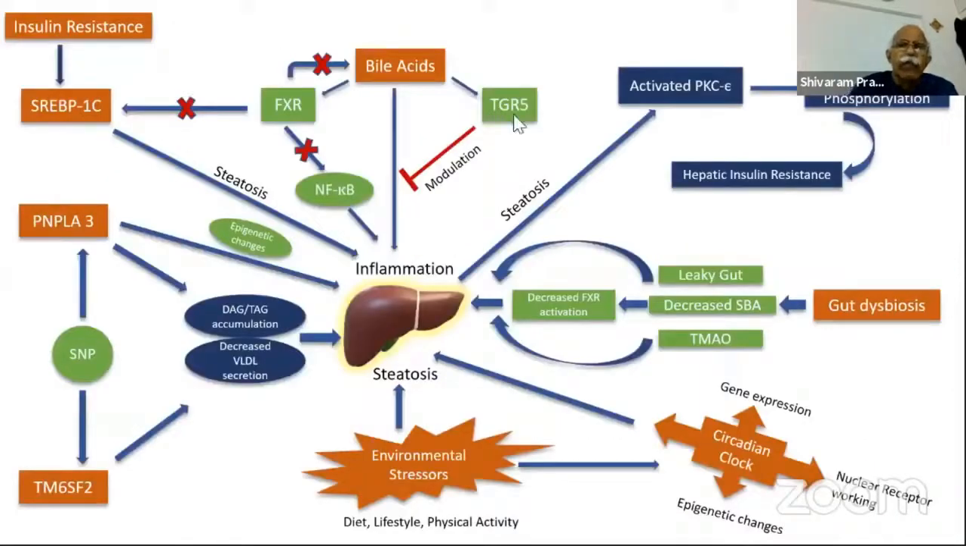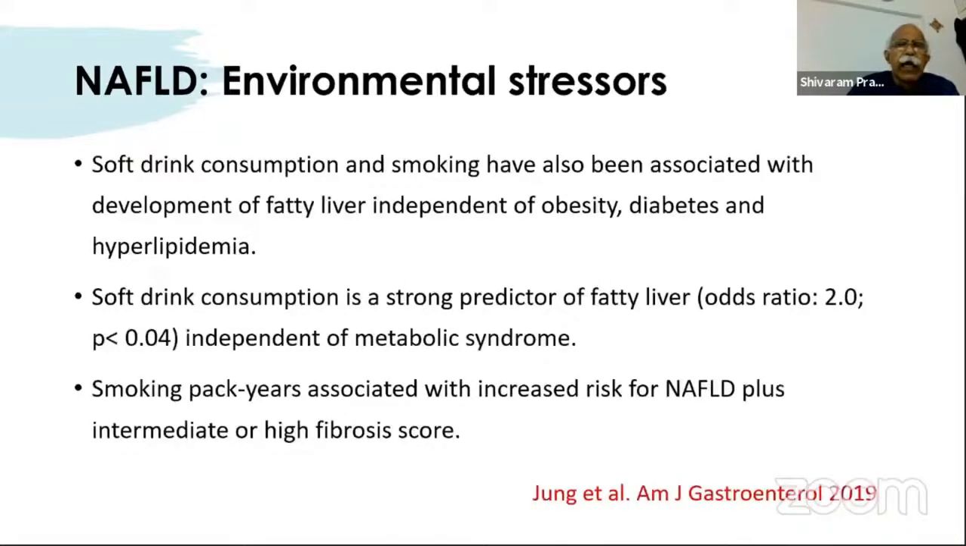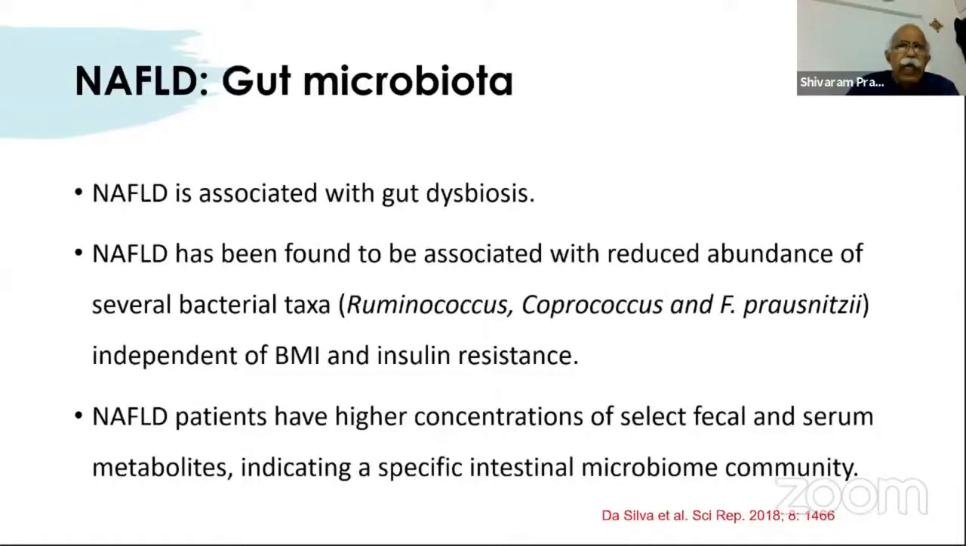This cartoon shows you so many different pathways. How could you have a simple postulation that only this metabolism is responsible for everything? It's not possible. I already mentioned that in subjects with PNPLA3 polymorphism, steatosis occurs independent of insulin resistance. And in NAFL associated with environmental stressors like soft drink consumption and smoking, again, we have fatty liver independent of obesity, diabetes, and hyperlipidemia, and also metabolic syndrome. Same thing, increased serum bile acid levels too seem to be independently associated with NASH in non-diabetics. Same with gut microbiota or dysbiosis associated with NAFL.